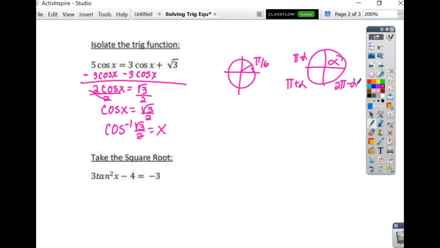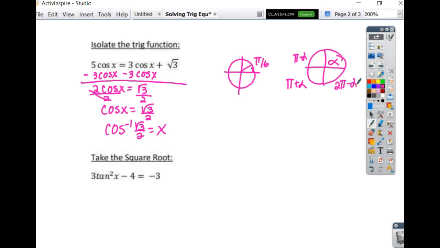So you just told me the cosines are positive on this side, right? So I would use my alpha and my 2 pi minus alpha to find those answers. So what if I wanted to know where my sine was positive? These two, right? So I would use alpha and pi minus alpha for these, correct? What if I want to know where the sine was negative? It'd be these two, right? So I'd use my pi plus alpha and 2 pi minus alpha. Does this make sense? Okay.